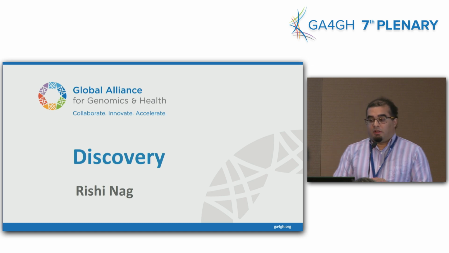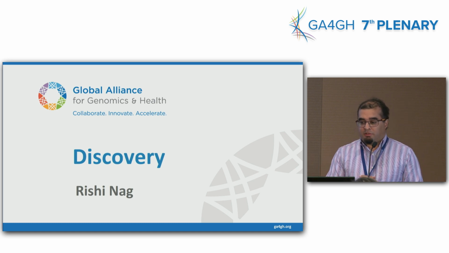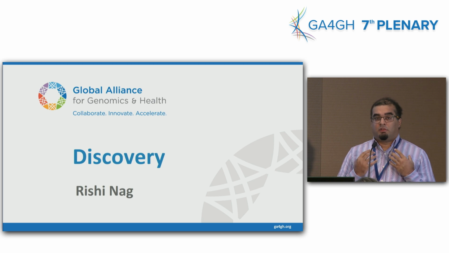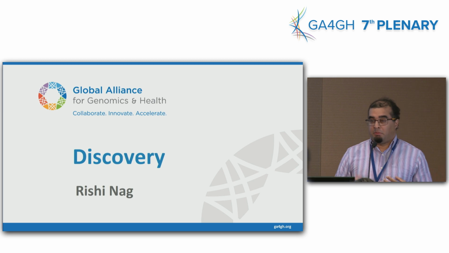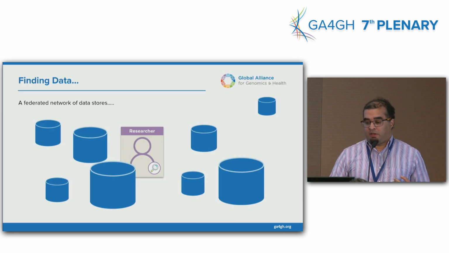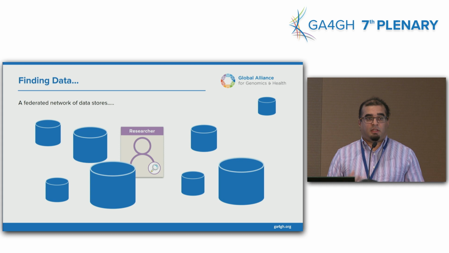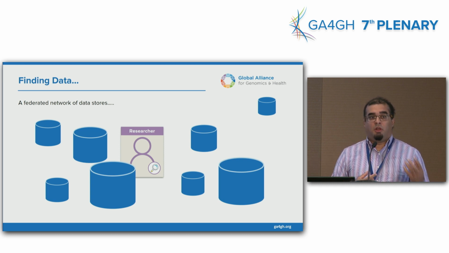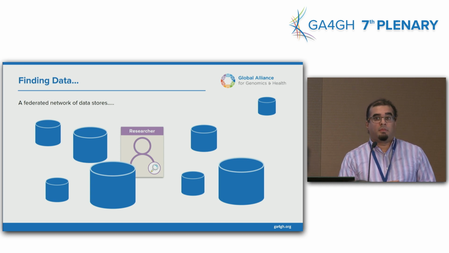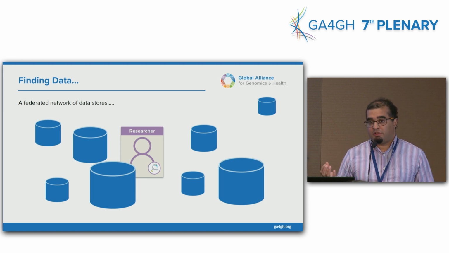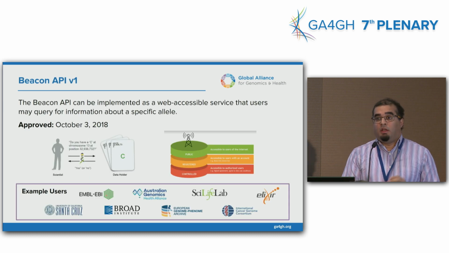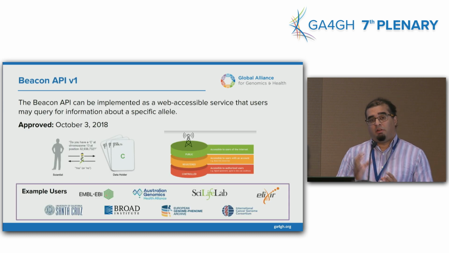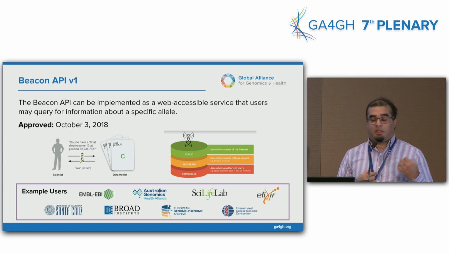So finally, the last workstream I manage is the discovery workstream. This is trying to ask a question. We talked about how there's a huge volume of data, and we're moving to a federated system. So if you have a federated system with lots of data sets and databases, how do you know which data set contains what you are interested in? As a starting point, the Beacon API allows, for instance, you to query a database just to see if it has a variant that you are interested in.